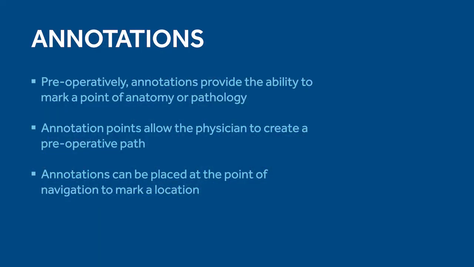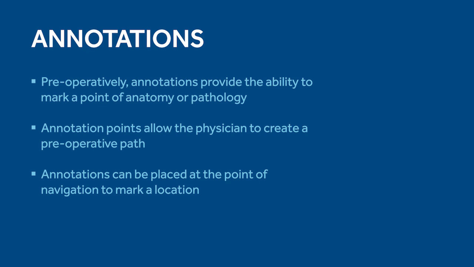The next feature I'd like to talk about is annotations. Annotations are points that you can set on the images that can help the surgeon find a way back to any part of the anatomy. Annotation points allow physicians to create a preoperative path. These can be nonlinear, so they can be curved, unlike the surgical plan, which is very linear.